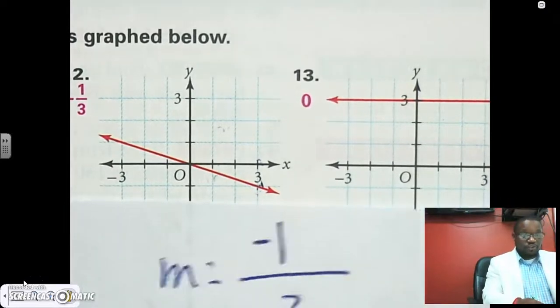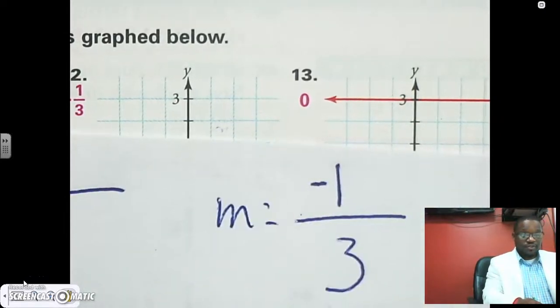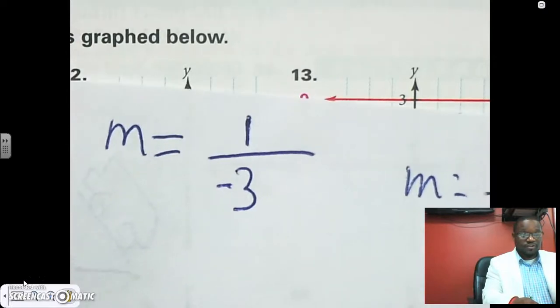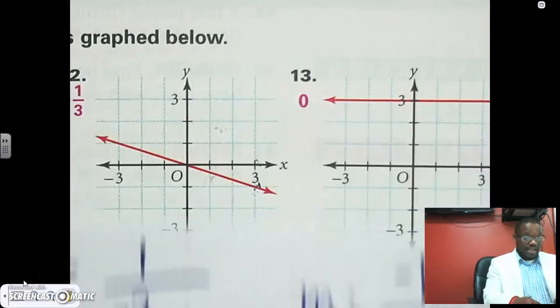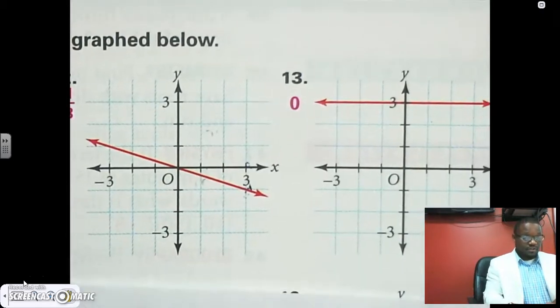So, are those two different? Is -1/3 different than -1/3? No, both of those are exactly the same, so it does not matter. The slope is uniform throughout the whole line. As you can see there, that answer is already there.